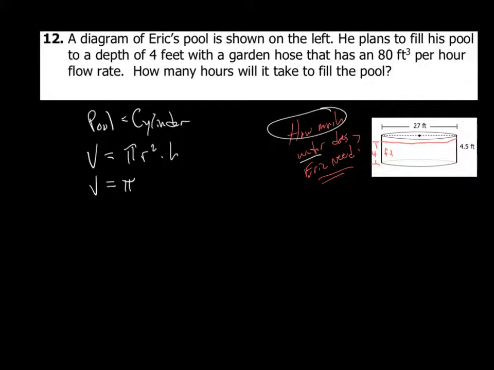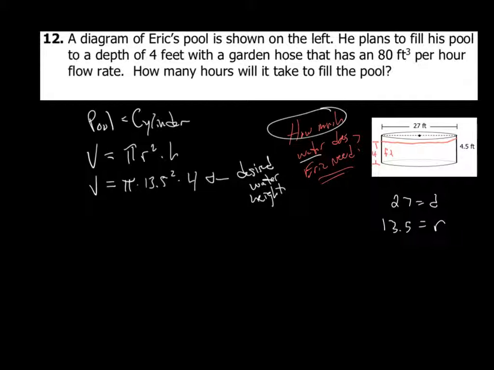So that's going to be pi times the radius. Now it looks like 27 feet is equal to the diameter. So half of 27 is going to be our radius. So half of 27 is 13.5. So that's going to be pi times 13.5 squared times the height. And again, the height that Eric wants the water, right? That's the desired water height. We're not filling the pool up to the 4.5. All right, now let's figure out what that is.